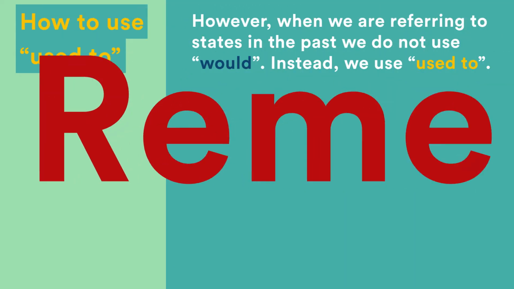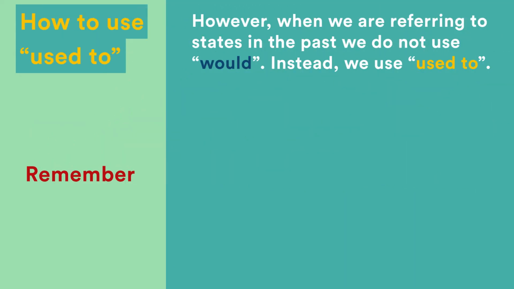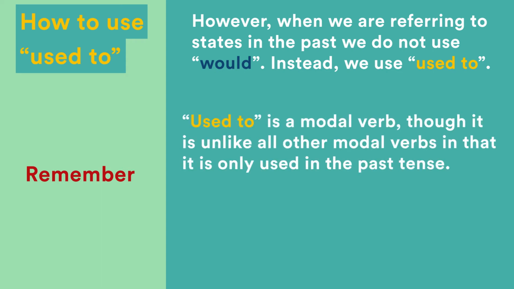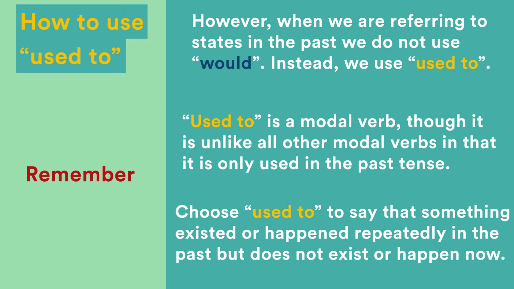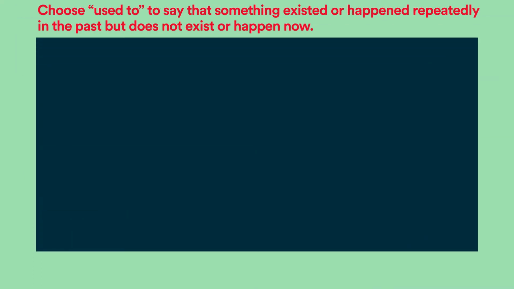So remember, used to is a modal verb, though it is unlike all other modal verbs in that it is only used in the past tense. Use used to say that something existed or happened repeatedly in the past, but does not exist or happen now. Here is a quiz to see if you've understood. Use a form of used to adapt the following sentences and try to update with a comment about the change.